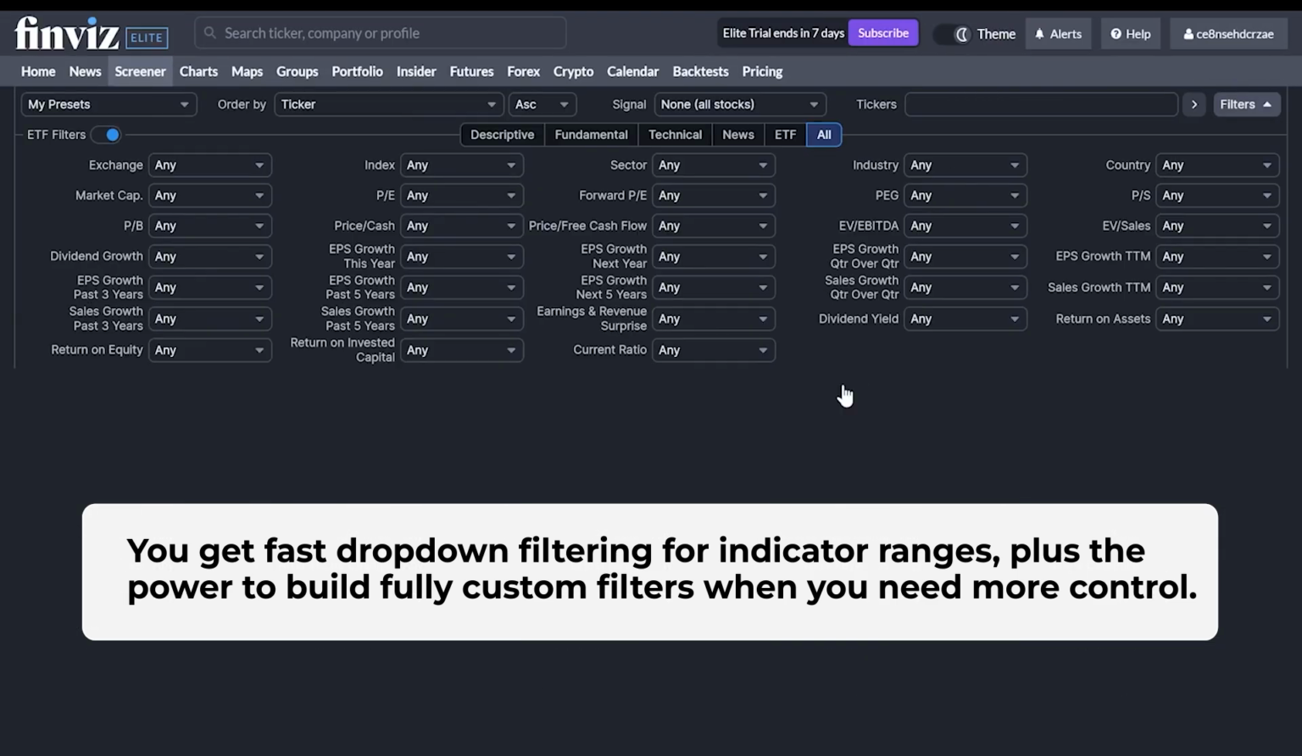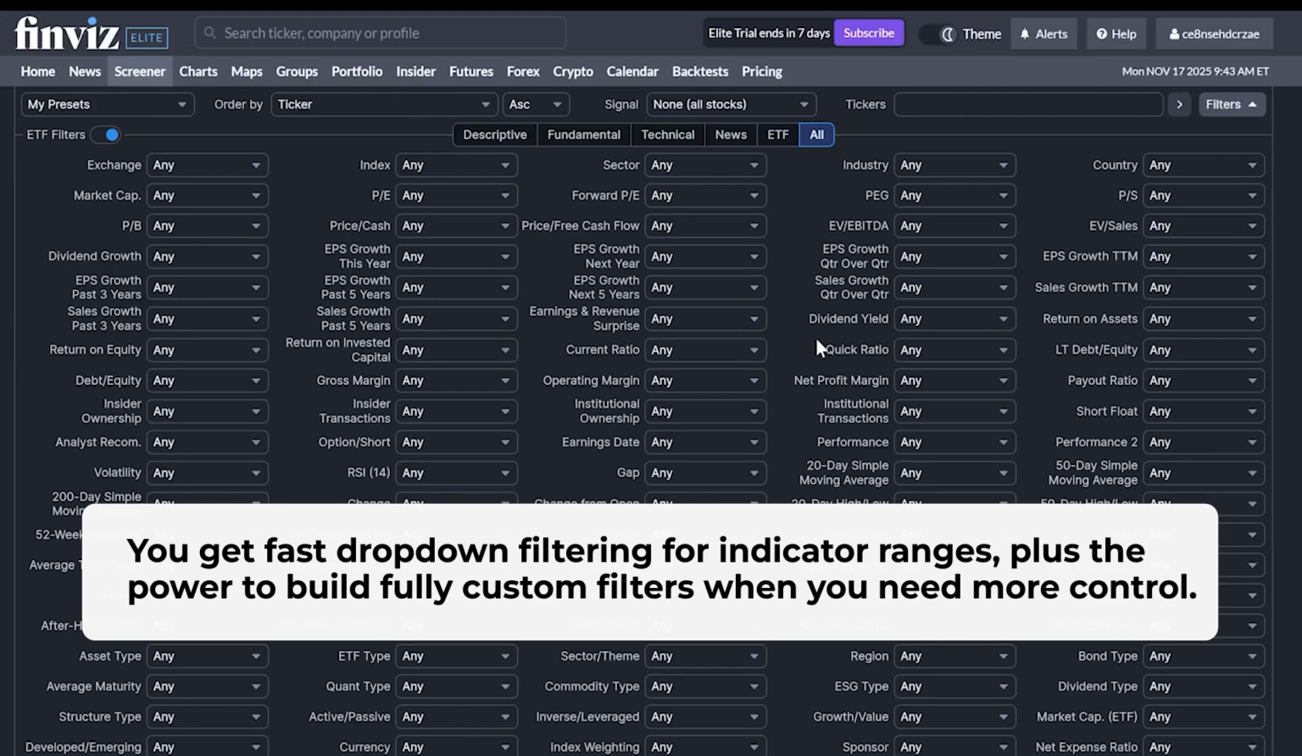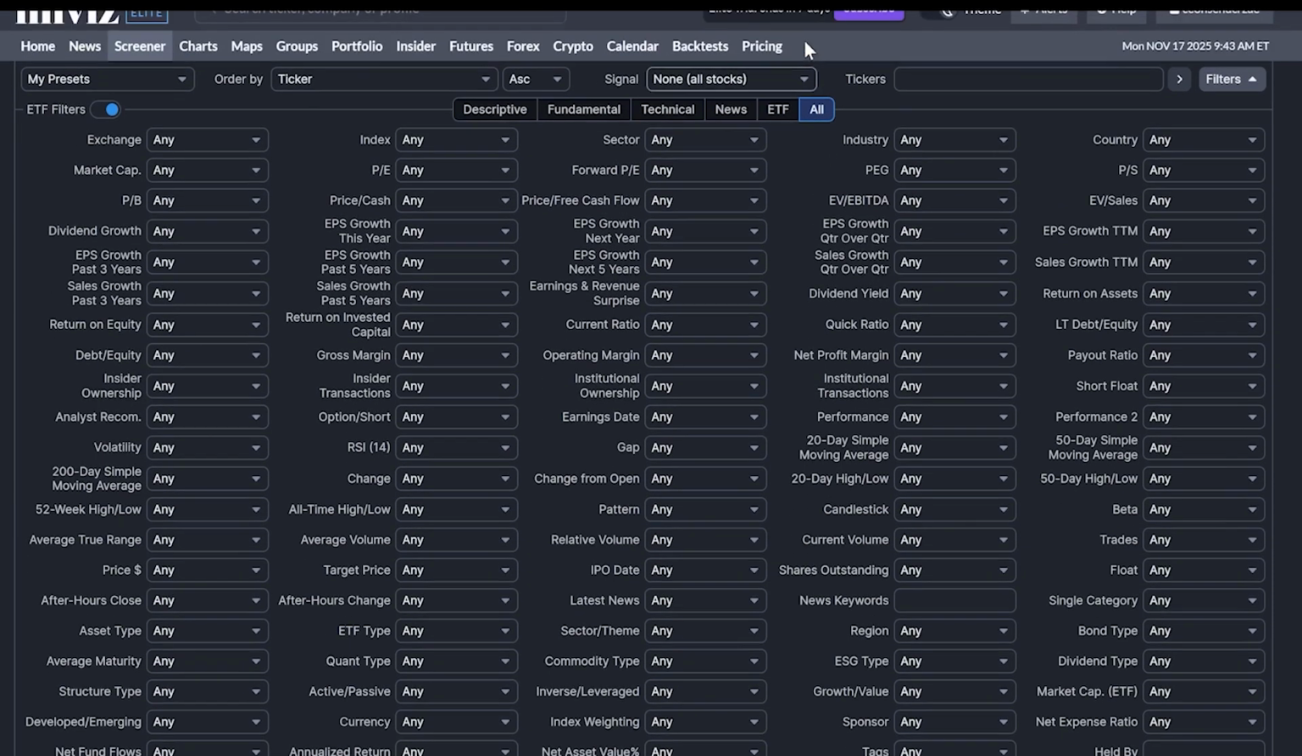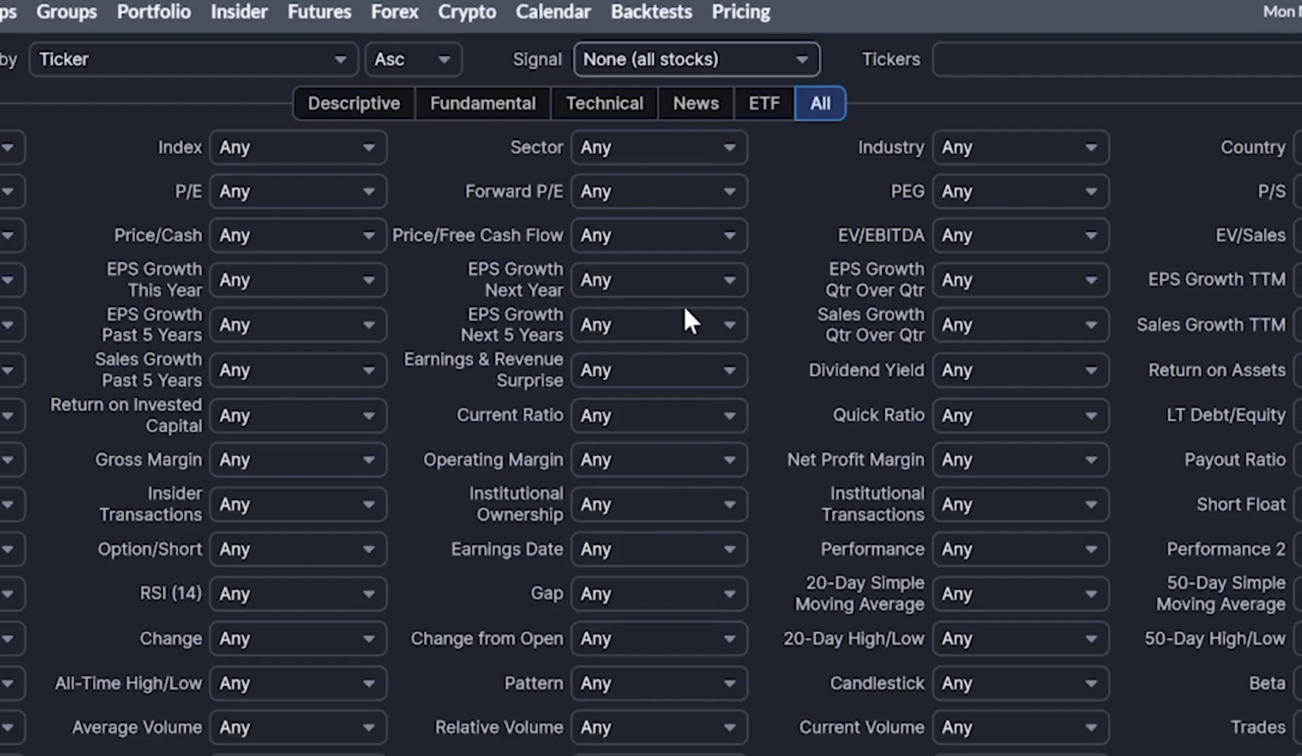So you have that quick filtering capability, but you can also dive in and build your own custom filters if you want. The other thing that's nice about this is that you can intersect these custom filters with Finviz's built-in filters. So you can look at signals like top gainers and losers, stocks hitting new highs or lows, stocks with unusually high or low volume, and more. You can also filter based on specific tickers or watch lists, which is really nice.